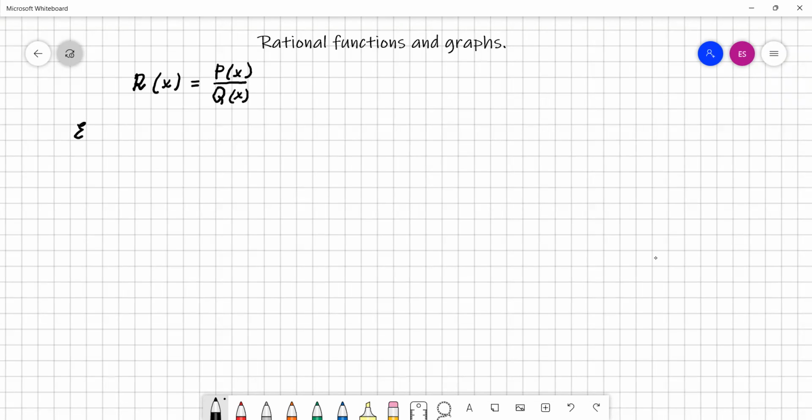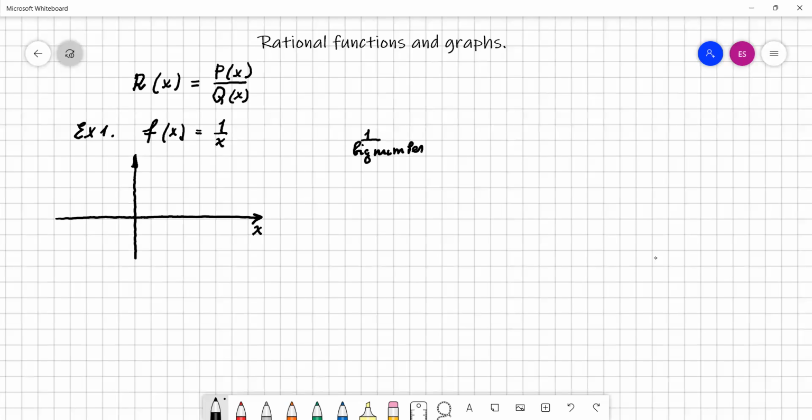I'm going to start with a very simple example. Example number 1. I'm going to choose my first function as a 1 over x function. We already know how the graph of this function looks, right? I'm going to briefly graph it. So guys, we know that when we have very, very large x over here somewhere at infinity, we're going to divide 1 by a large number and get a small number. I'm going to write it down. 1 divided by big number. Almost 0.